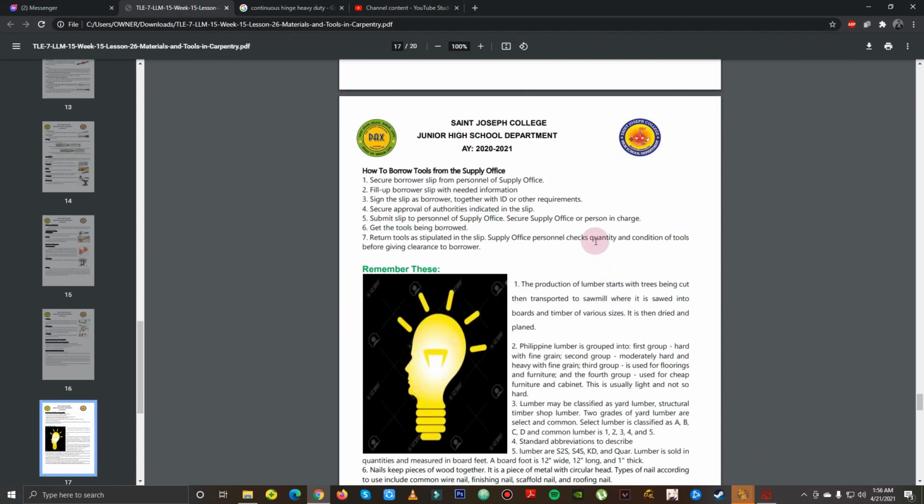Next is how to borrow tools from the supply office. First is secure a borrower slip from personnel of the supply office. Second is fill up the borrower slip with needed information. Sign the slip as borrower together with ID or other requirements. Secure approval of authorities indicated in the slip. Submit the slip to personnel of the supply office or person in charge. Get the tools being borrowed and return the tools as stipulated in the slip. Supply office personnel check quantity and condition of tools before giving clearance to the borrower.